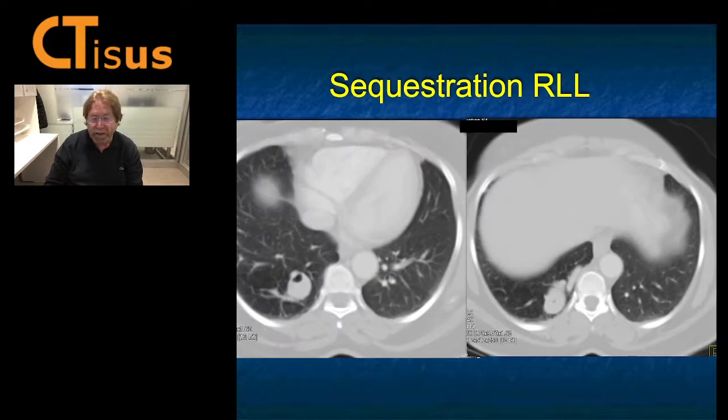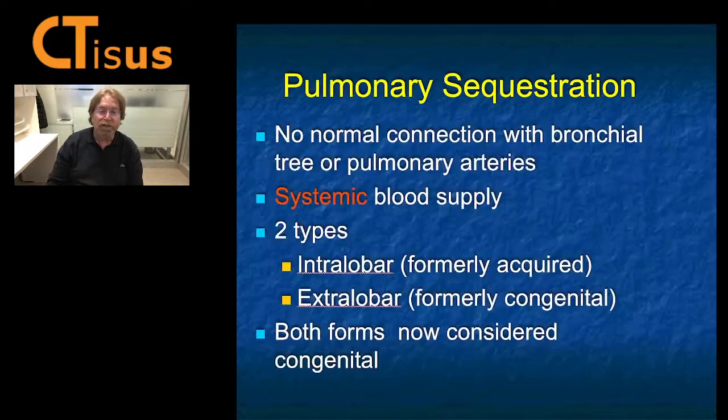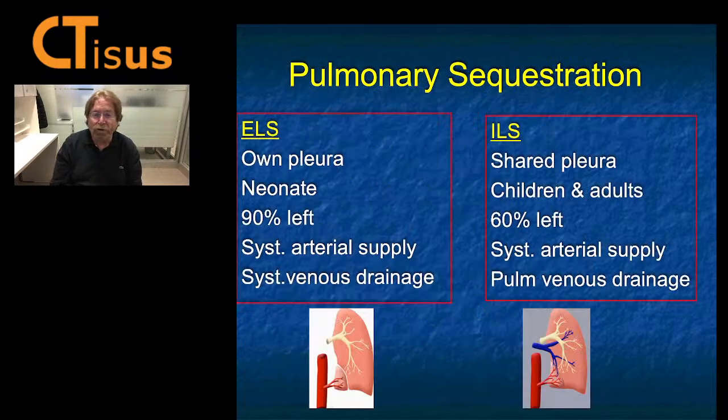Sequestration occurs. There's extralobar and intralobar sequestration. Sequestrations are interesting processes. They have systemic blood supplies. They're typically considered congenital. The intralobar, which was the case here, is more common in adults and children. The extralobar are in neonates. It's more common on the left than on the right. This was on the right. With intralobar, they have a systemic arterial supply and pulmonary venous drainage. And I showed you very nicely the systemic arterial supply.